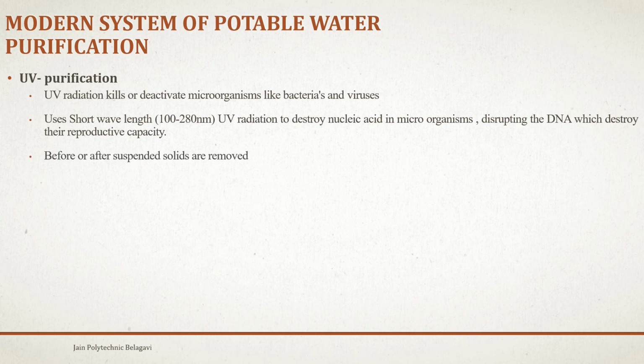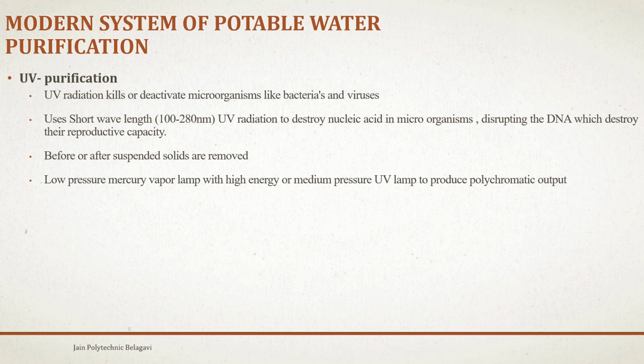Next, before or after suspended solids are removed, in the sense whatever the UV radiation process is, before that or after that process, these suspended solids are being removed. And a low pressure mercury vapor lamp with high energy, or a medium pressure UV lamp, produces polychromatic output.